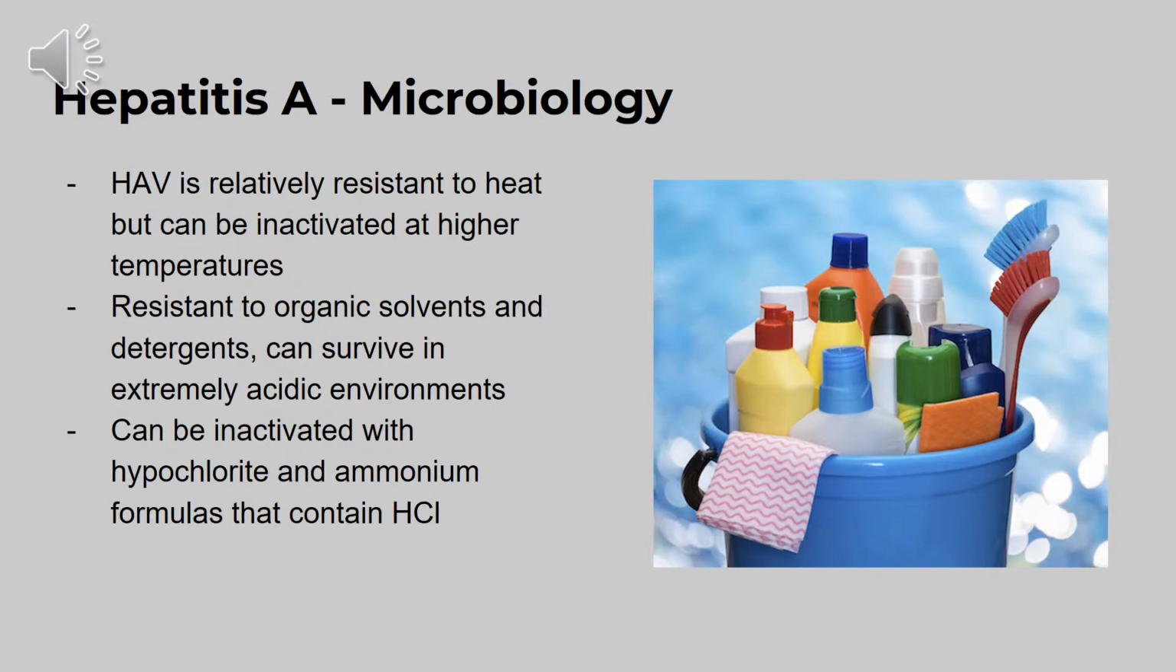So even though the mechanism of the virus isn't quite known, I did want to point out some facts about the virus. So HAV is relatively resistant to heat, though it can be inactivated at very high temperatures. It is also resistant to detergents and organic solvents, so some household detergents that you can find. And also HAV can survive in extremely acidic environments. Now, it can be inactivated with hypochlorite and ammonium formulas that contain HCl, and hypochlorite is bleach.